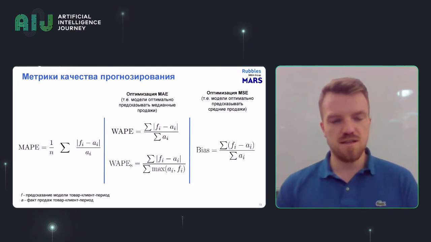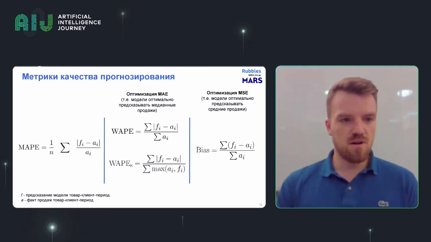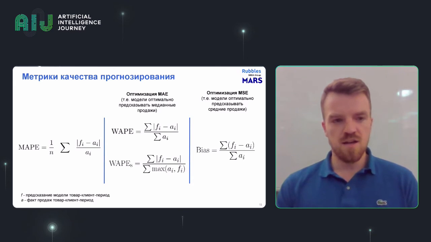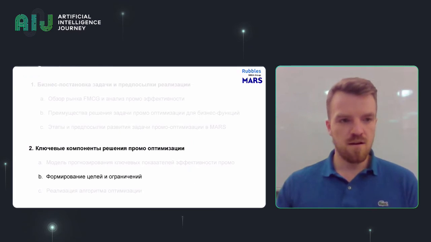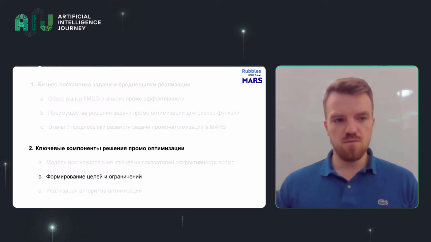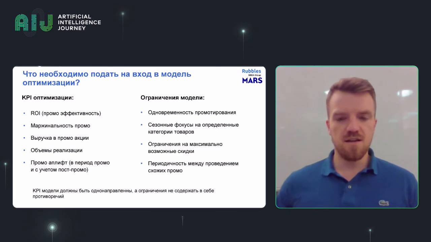MAE and MSE help us predict median and average or mean sales. Obviously, they don't have to be the same. So in order for the model to be optimized, we need to optimize both of these metrics together. This is it about the predictive model. Let's look at the next element, that is optimization KPIs.